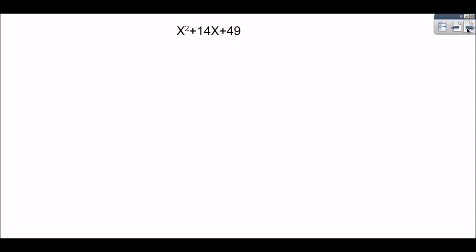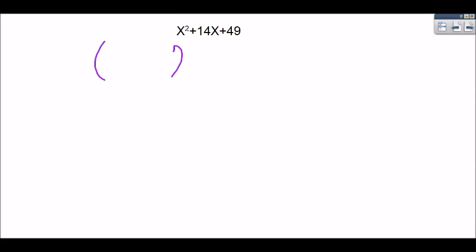Today we're going to be working on factoring special cases. Special cases are when we have perfect squares and difference of squares. So if we were to look at our C term and our A term, if they both are perfect squares and add up to our B, that's called a perfect square.